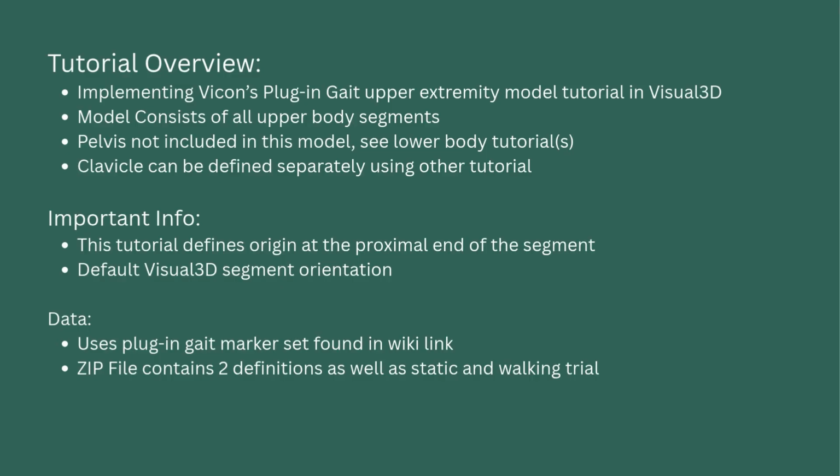the entire model. We'll try to follow Vicon's definitions as closely as possible, but some modifications are required to implement the model in Visual 3D. This means that the results from Vicon and Visual 3D may show some small differences. Some of the bigger differences are described throughout this video. Vicon defines the origin of segments at the distal end of the segment, while Visual 3D uses the proximal end. This tutorial will use the Visual 3D definition.